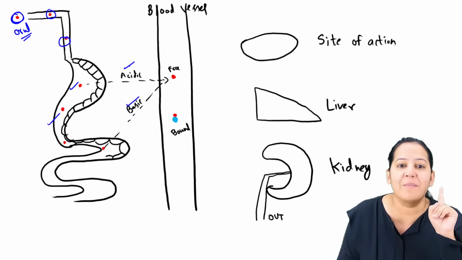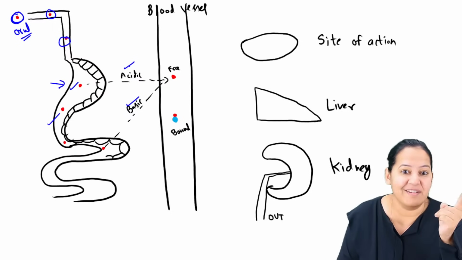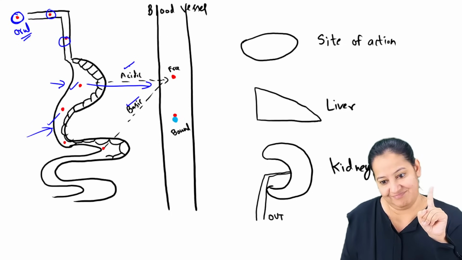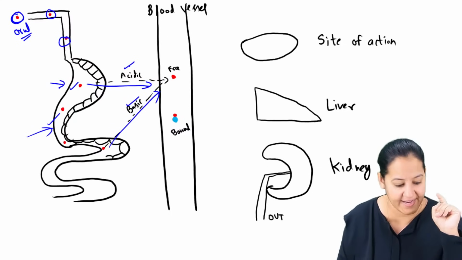Now we know the stomach has acidic pH. We all know that. And the intestine has basic alkaline pH. So acidic drugs are absorbed from the stomach and basic drugs are absorbed from the intestine. I guess everyone knows it.